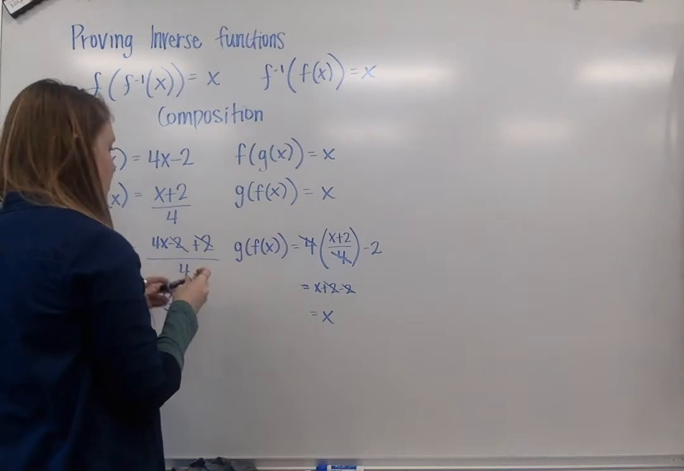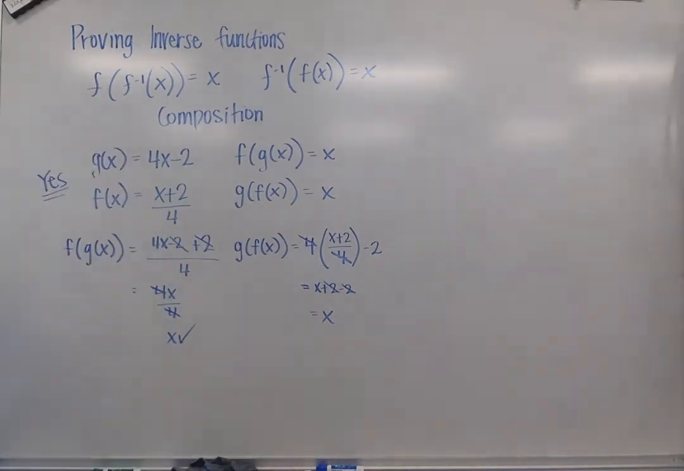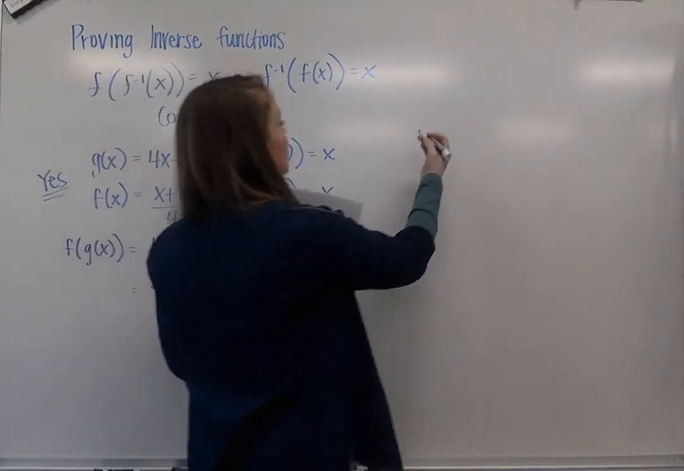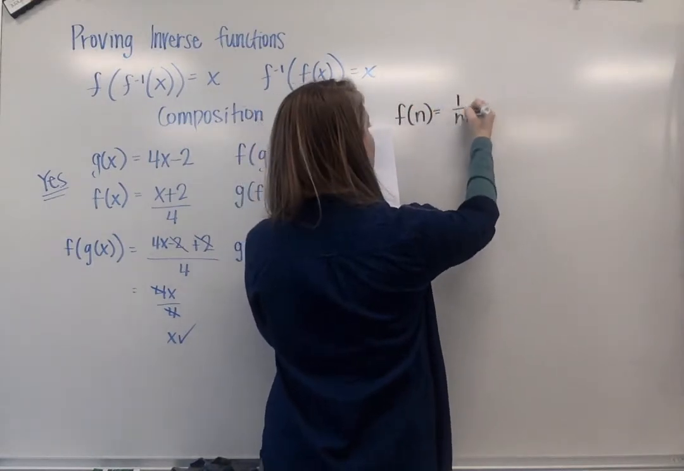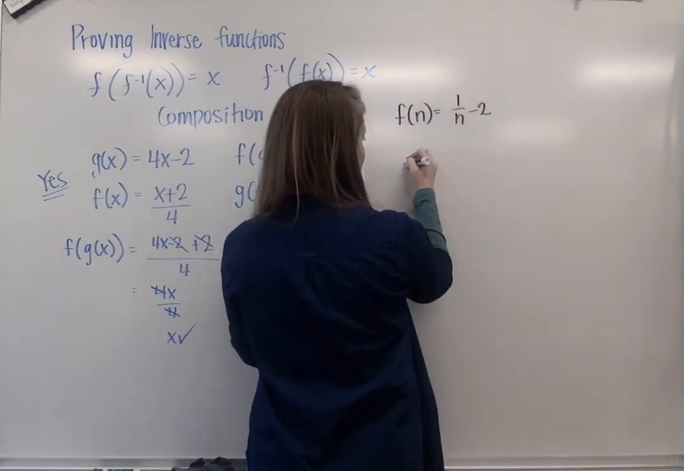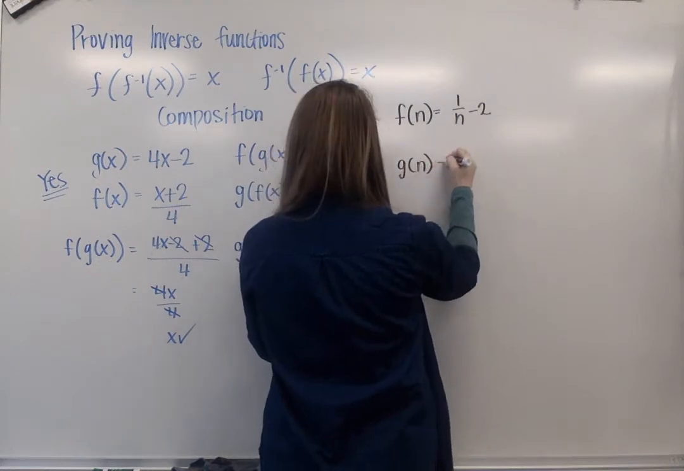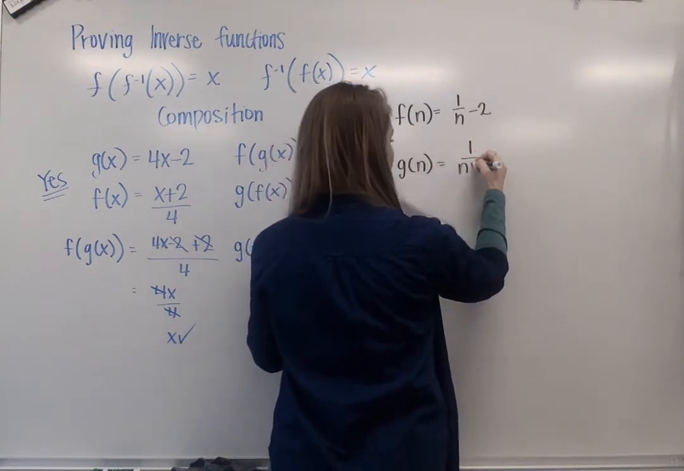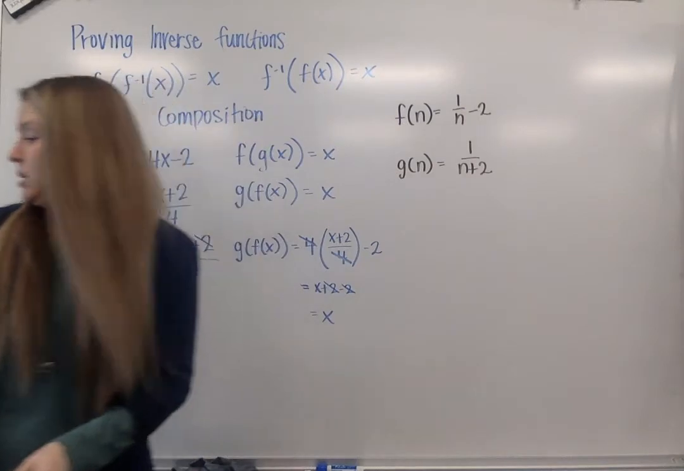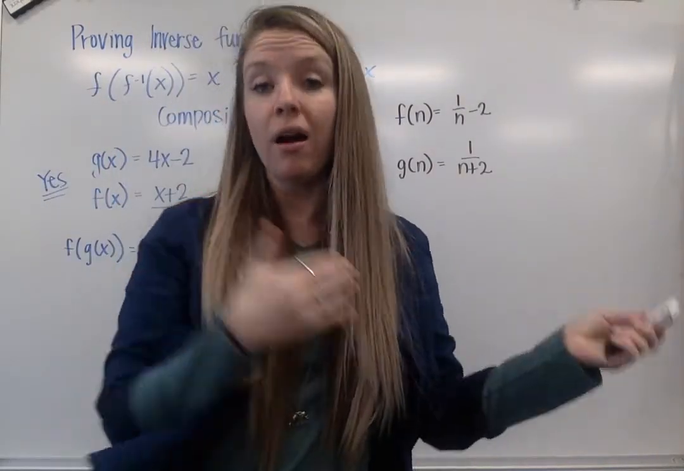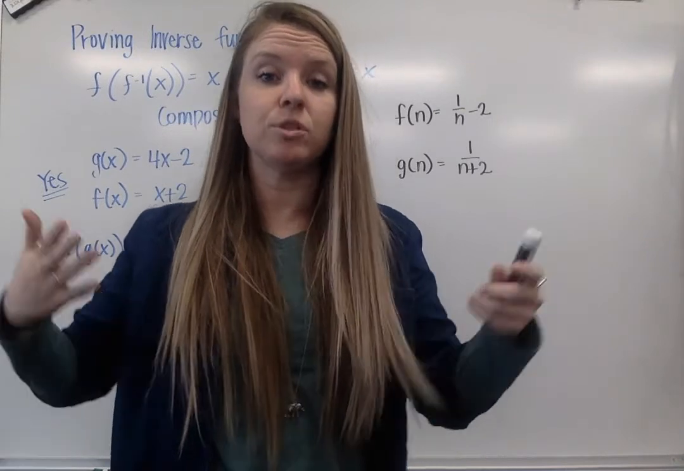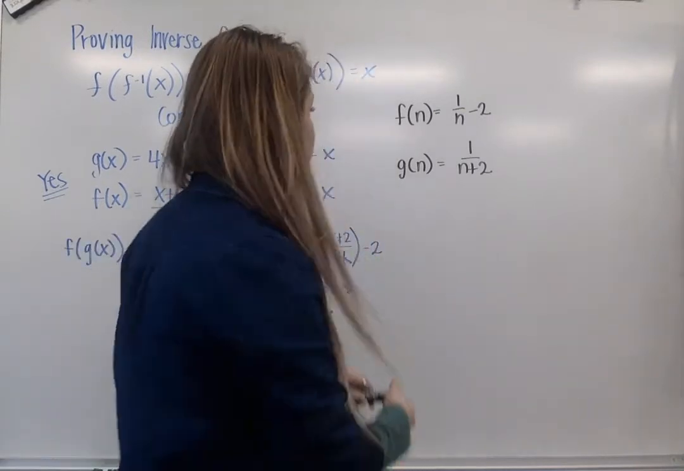So let's try my next example. Here I have f of n equals 1 over (n minus 2), and g of n equals 1 over (n plus 2). So again, our goal is just to prove, are they inverses or are they not? So we're going to do that using our composition.